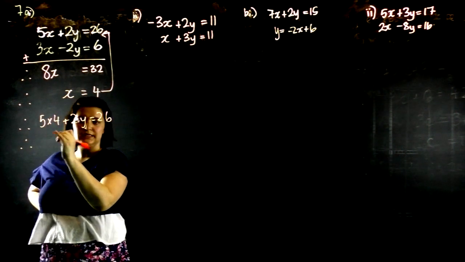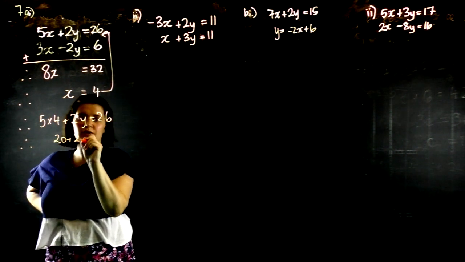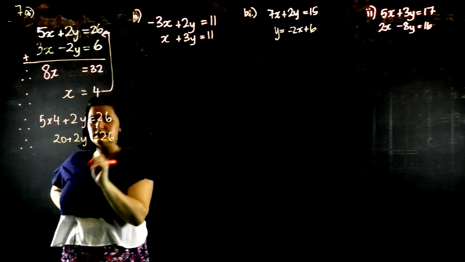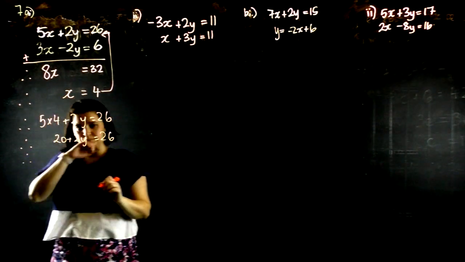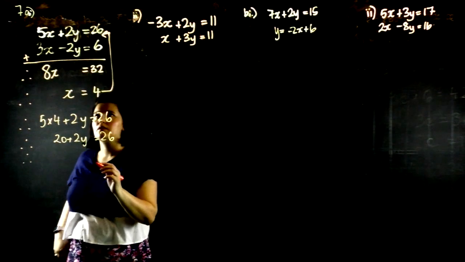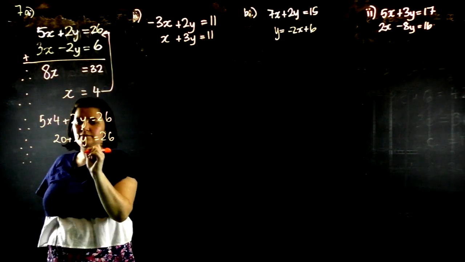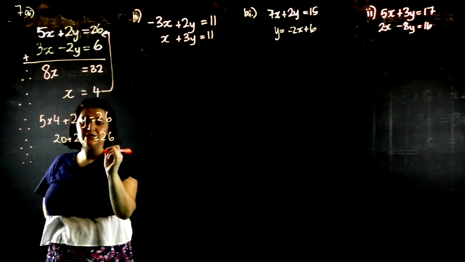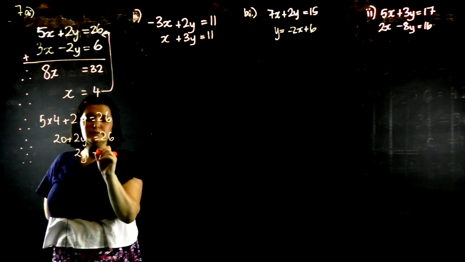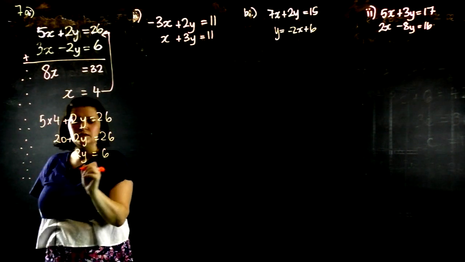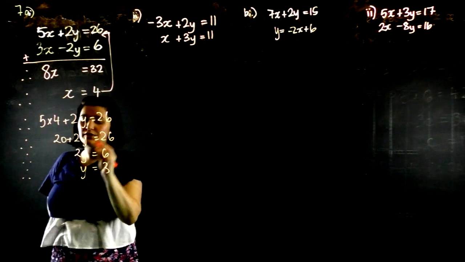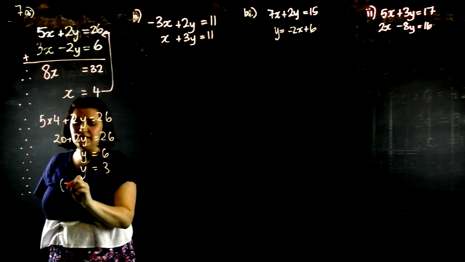Therefore, 20 plus 2y equals 26. Therefore, we've taken 20 from both sides. 2y equals 6, y equals 3, and what you should have done is stated that therefore xy is 4, 3.